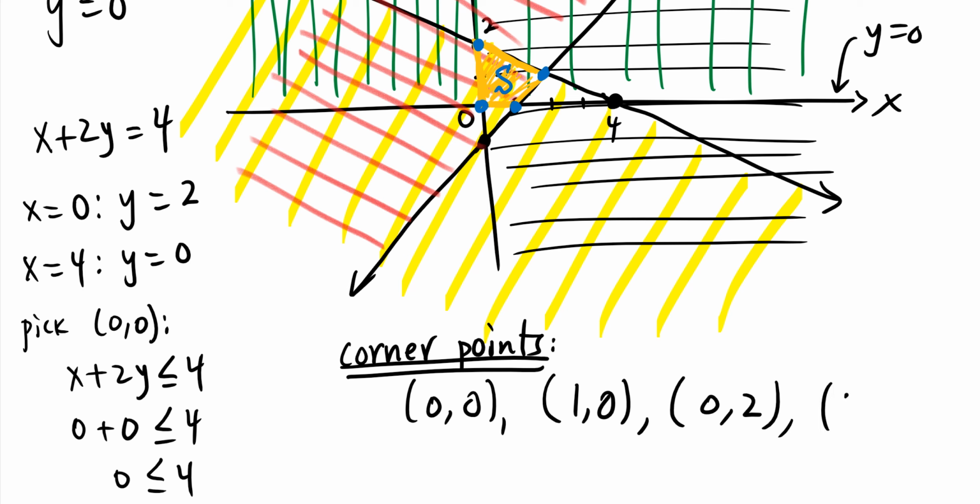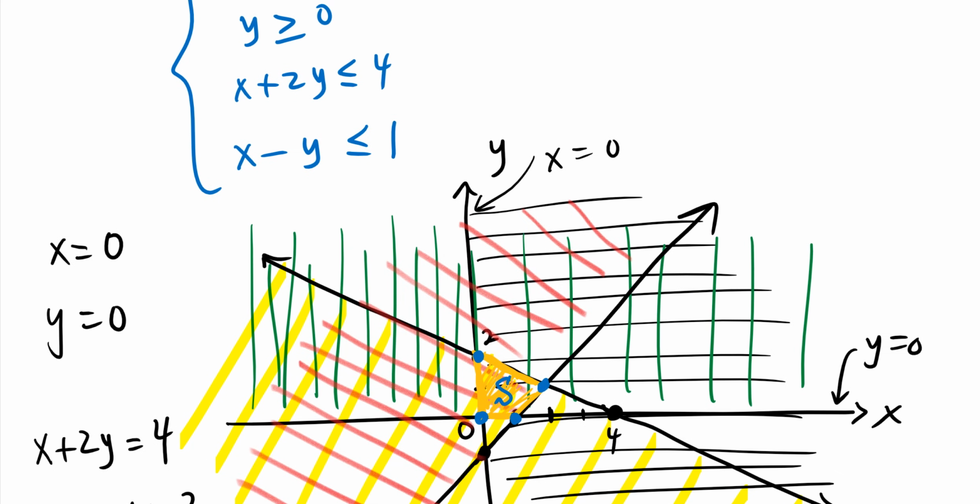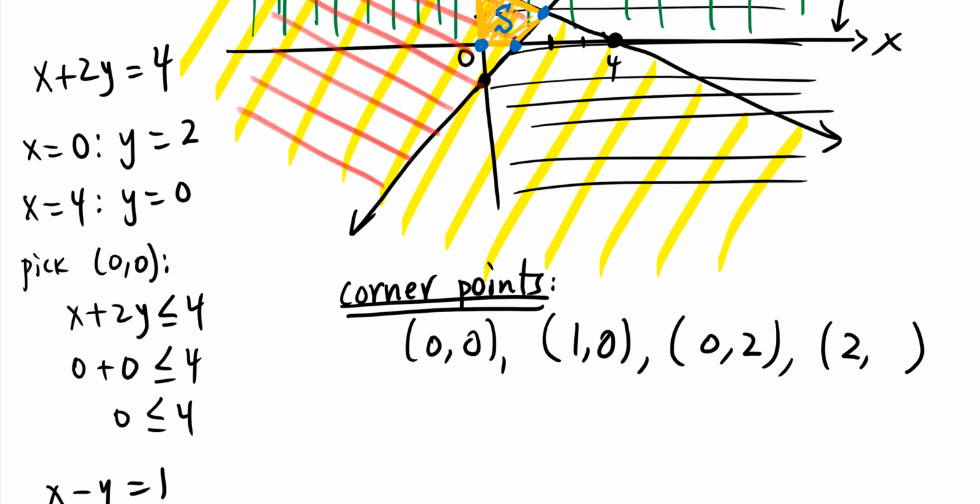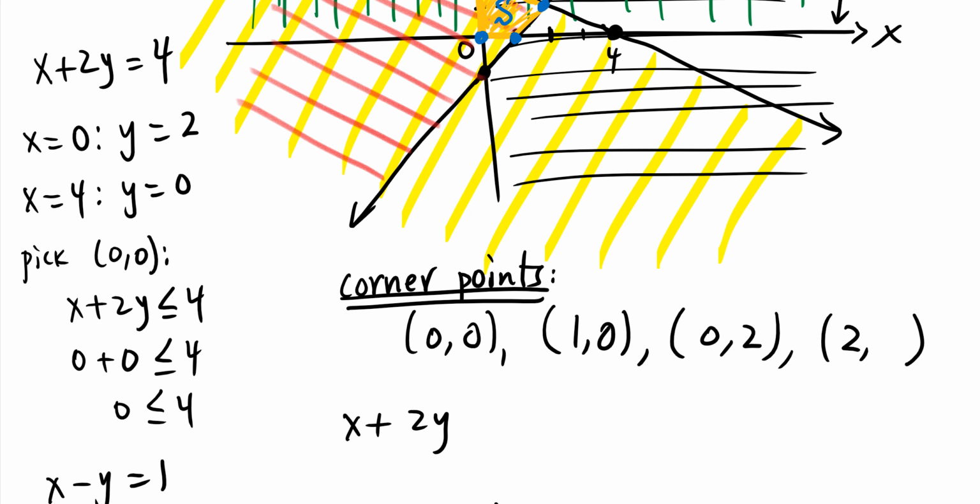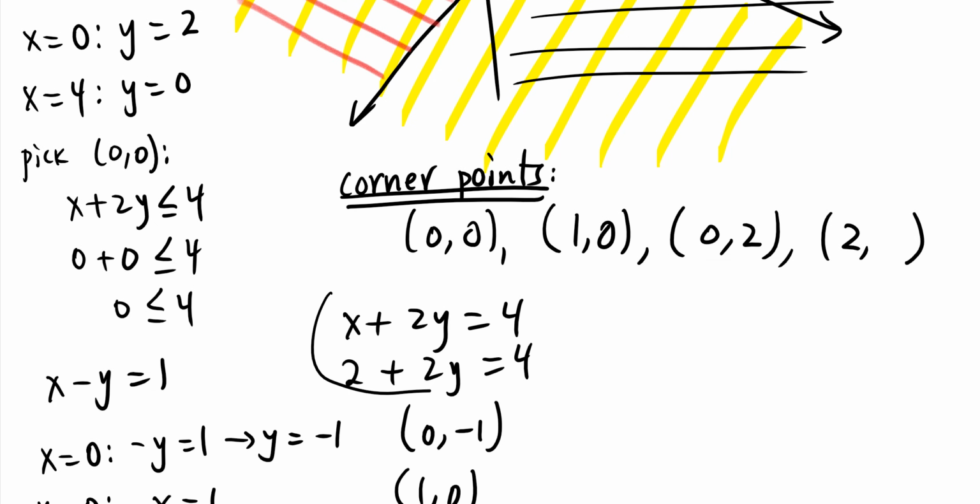2 comma something. To find out the y coordinate, if you're not sure about it, because I see it's exactly at 2 here, what you can do is go back to one of these 2 lines and choose either one. Let's say I choose the first one, x plus 2y equals 4. If x is 2, then 2 plus 2y is 4, so 2y is 2, so y is 1. So that point is 2 comma 1.